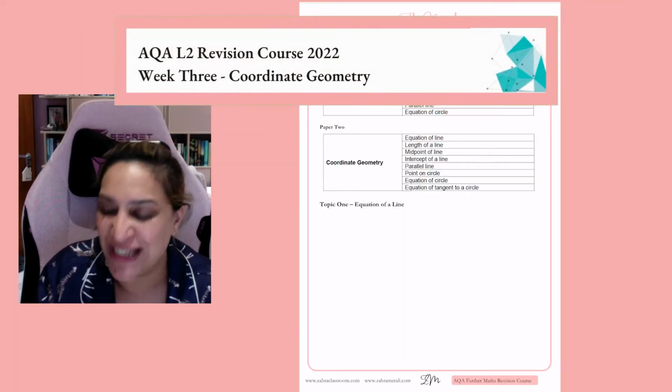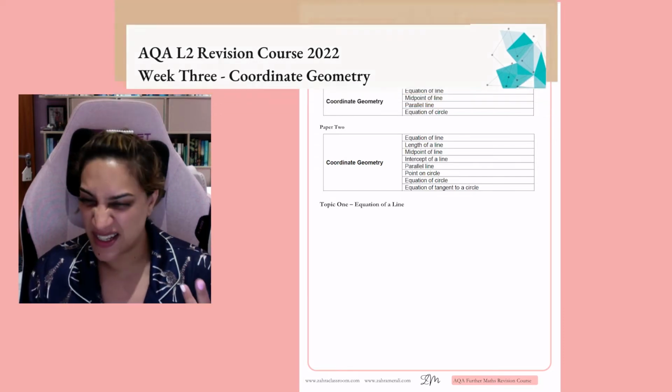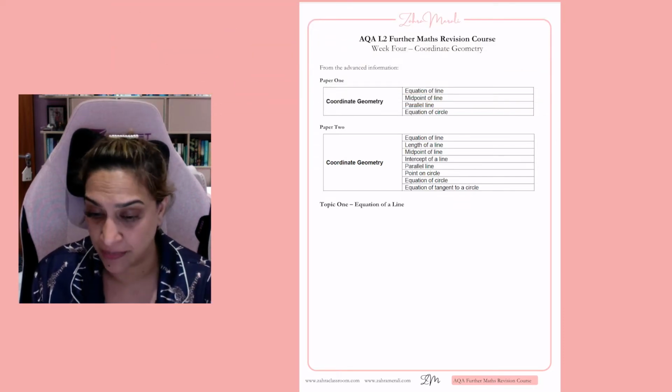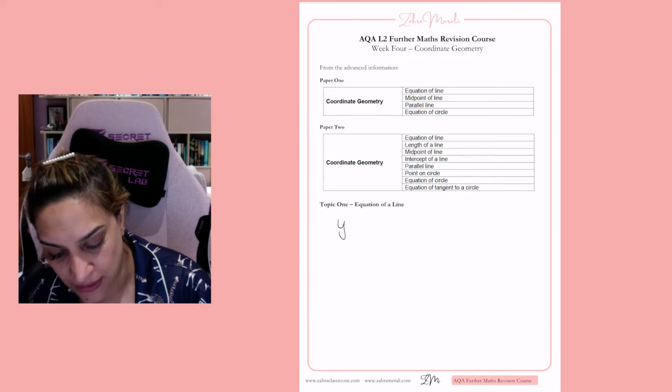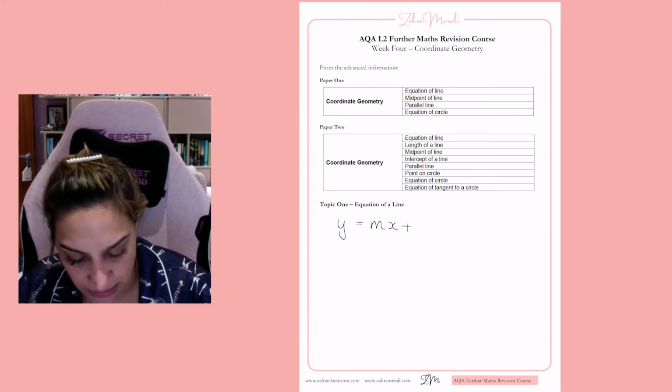Okay, so we're in week 4. Let's look at coordinate geometry. So first things first, we're going to look at the equation of a line. So we know that an equation of the line is in the form y equals mx plus c.